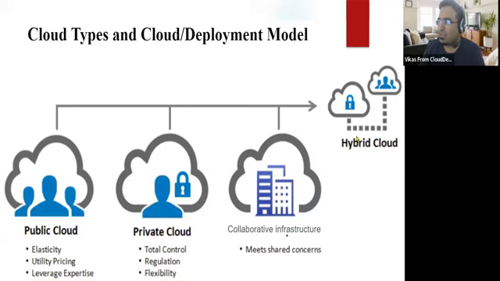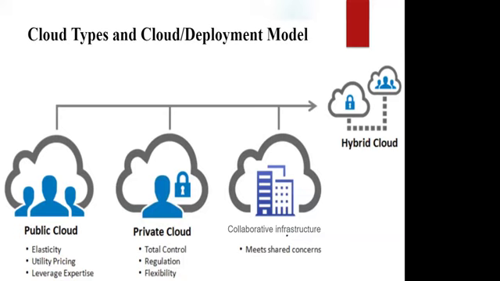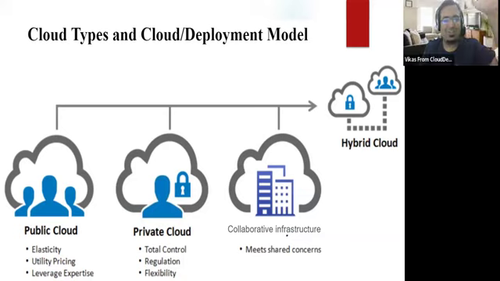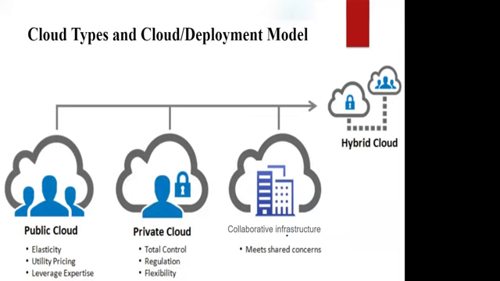Hybrid cloud. What is the English meaning of hybrid? It is a combination of public and private cloud, a combination of both, is known as hybrid cloud. If one cloud is AWS and one cloud is Google Cloud, that is also called hybrid cloud. A combination of two different clouds is known as hybrid cloud.